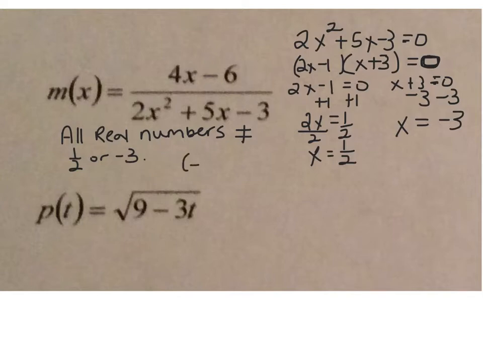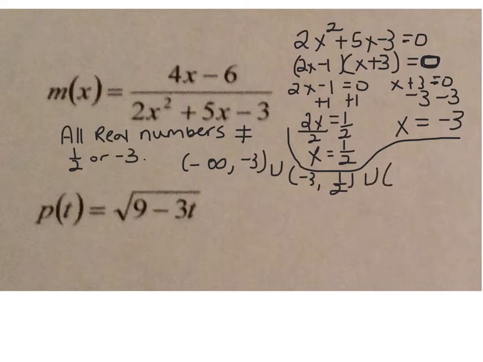So I can say I can have negative infinity all the way up to -3, union with -3 all the way to 1/2, union that with 1/2 all the way to positive infinity, and I've excluded the -3 and the 1/2 by using interval notation. Alright, let's look at one more.